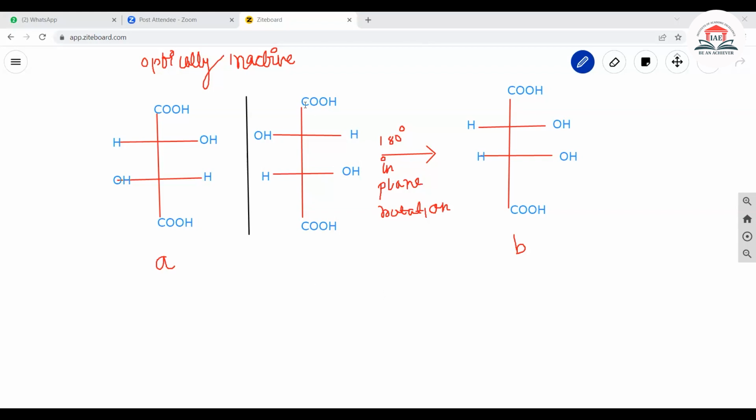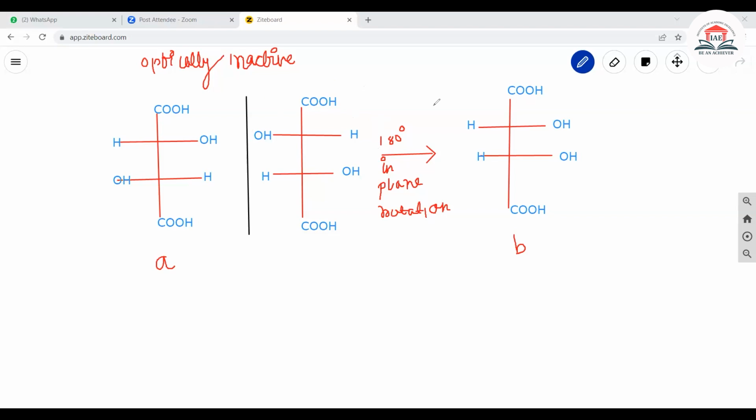So how will it look like if you rotate this molecule like that 180 degrees, so that our top COOH group goes to the bottom part and the bottom COOH group goes to the top part? So then how will your molecule look like? This OH now will go to this bottom position, right?